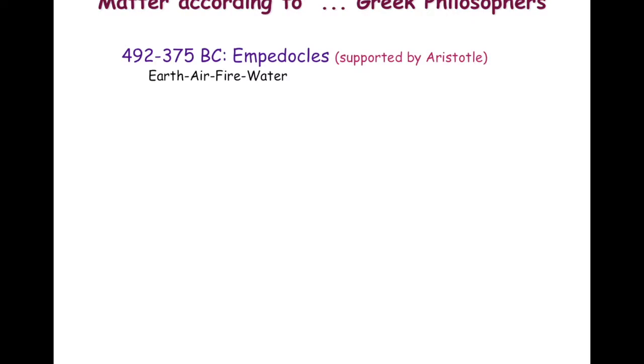And it really started with the Greek philosopher, a guy by the name of Empedocles, who was supported by Aristotle. He first proposed that matter was made out of earth, air, fire, and water. And because it made sense to most people, this was the hypothesis that was believed for the next 2,000 years. Plus, of course, Aristotle was a pretty big figure back then.